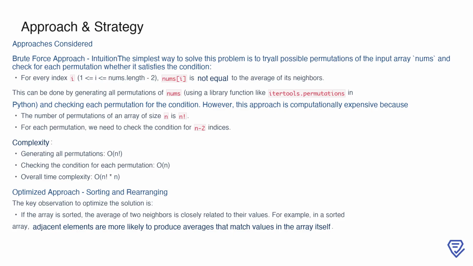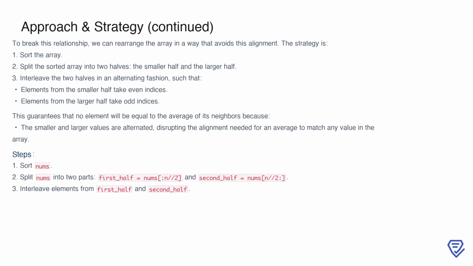However, this approach is computationally expensive. Generating all permutations of an array with n elements involves n! operations, and for each permutation, we need n checks to verify the condition. This results in an overall time complexity of O(n * n!), which becomes infeasible for larger arrays. Clearly, a more efficient approach is needed to handle this problem effectively. To optimize the solution, we can use a strategy that involves sorting and rearranging the array.